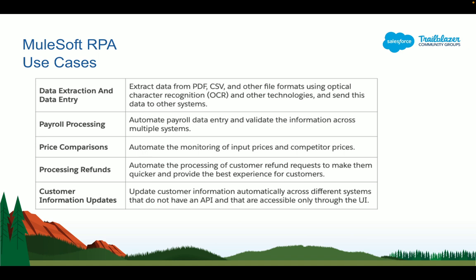We also have price comparisons, where, for example, you want the everyday price of oil, right? You can go to a website and use MuleSoft RPA to fetch the data from that website and do some price comparisons there. We can also do customer information updates, right? So update customer information automatically across different systems that do not have an API and that are accessible only through the UI.